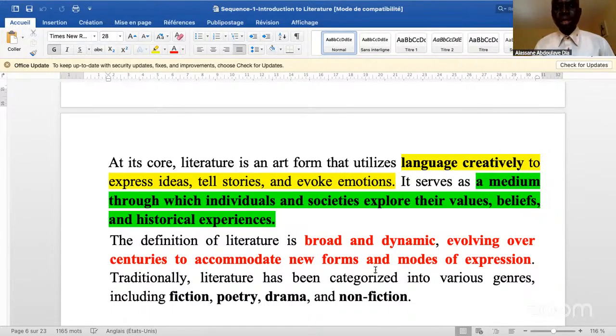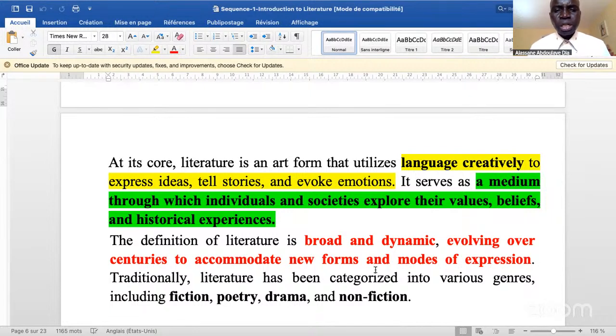C'est un terme, c'est une définition qui évolue dans le temps et dans l'espace, evolving over centuries to accommodate new forms and new modes of expression. So it evolves in time and space to take into consideration what society is, what culture is. I told you today we are in the revolutionary era, in the digital revolution. And writers and storytellers are writing from a different perspective.